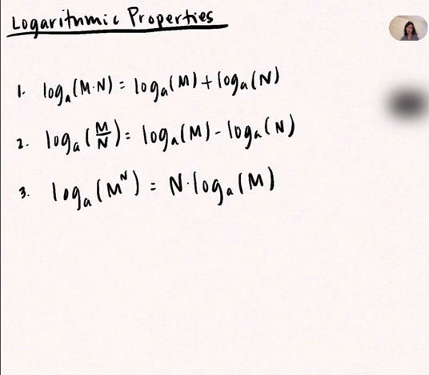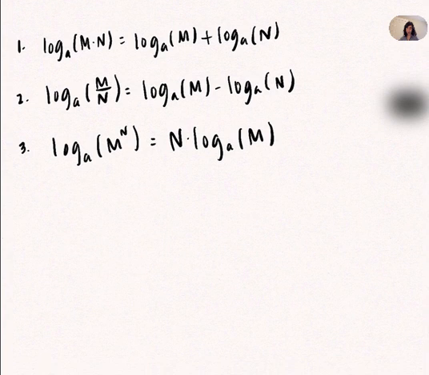Logarithmic properties. We have three important log properties that allow us to simplify log expressions. The first one is the multiplication rule. Second one is division rule. And third one is our exponent rule. Let's talk about how to use these.